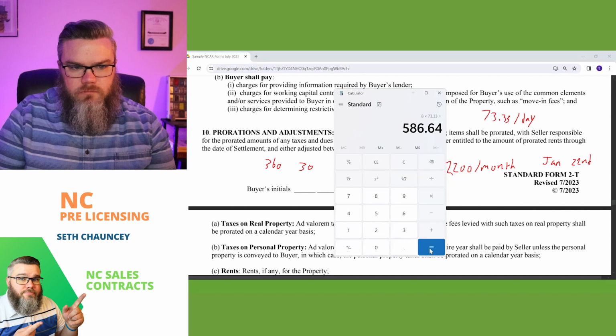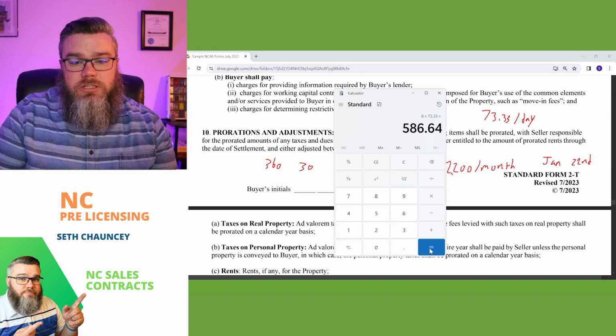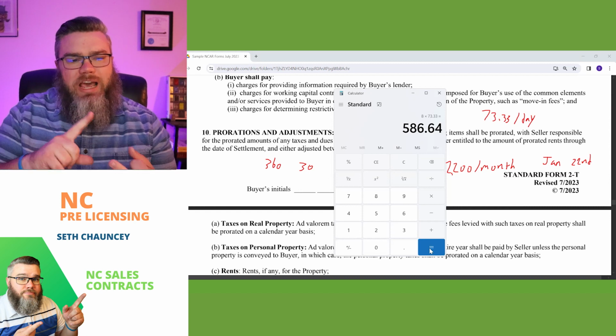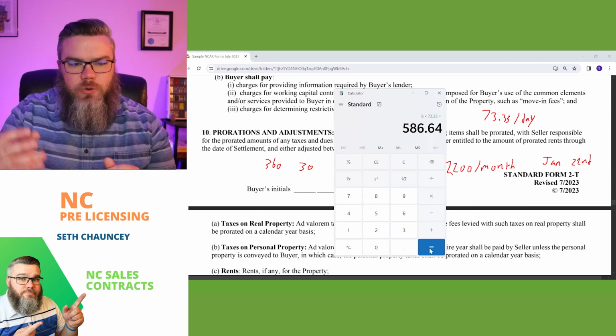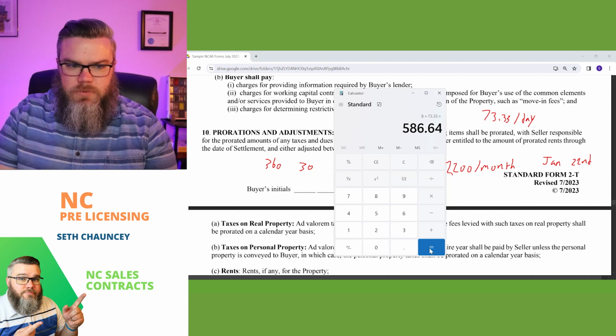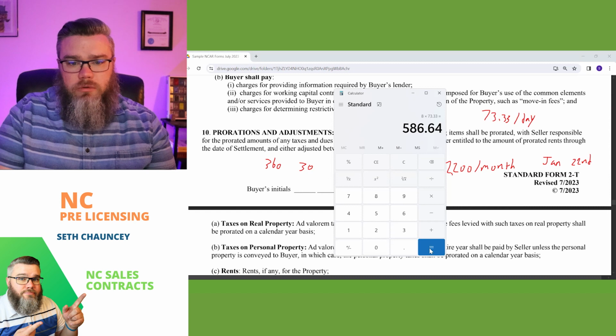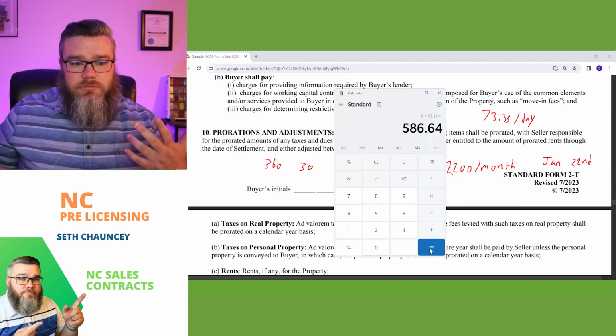Can you say the default one more time, honey? For the default, the seller owns the day of closing, good, bad, or otherwise. Taxes, rents, HOA dues, if it doesn't tell you who to give it to, the seller. But sometimes it will say something opposite of that. It'll say something like, well, the buyer is going to get the day of closing. And then you just calculate it like that.